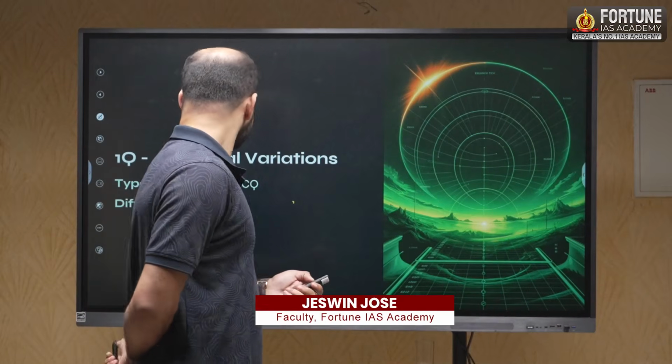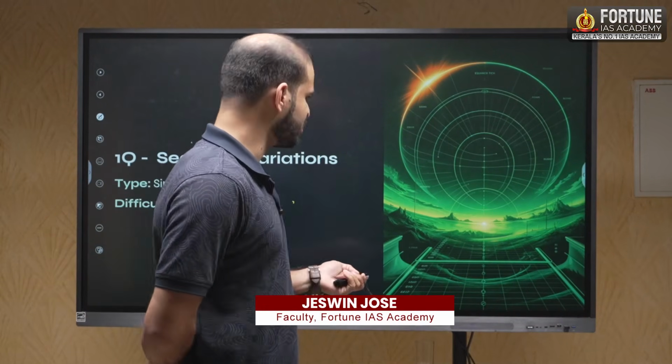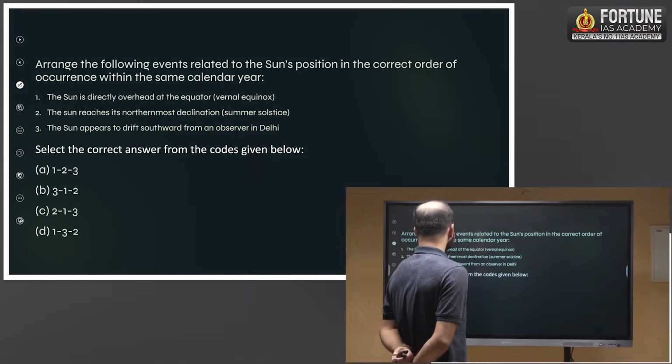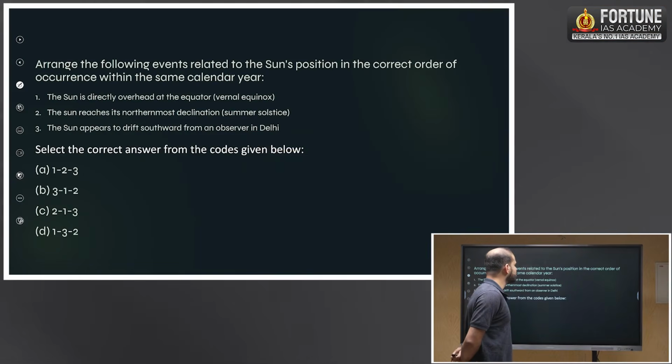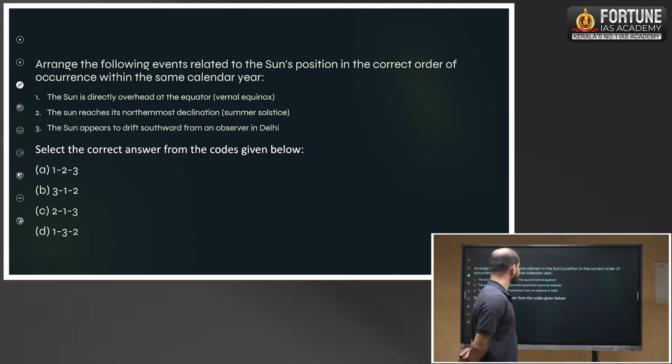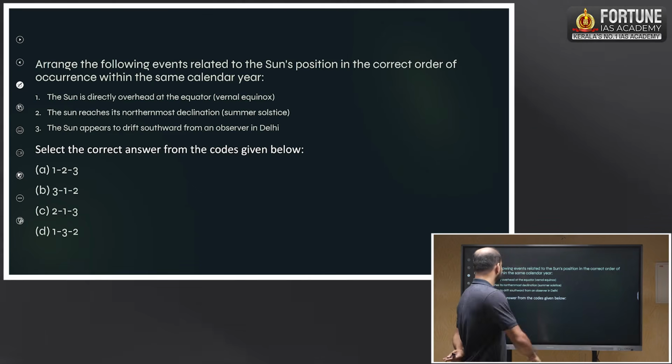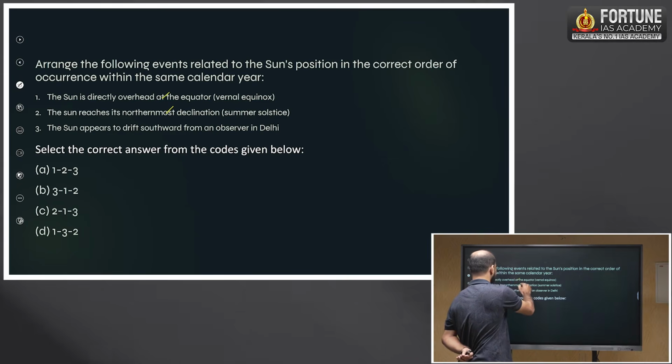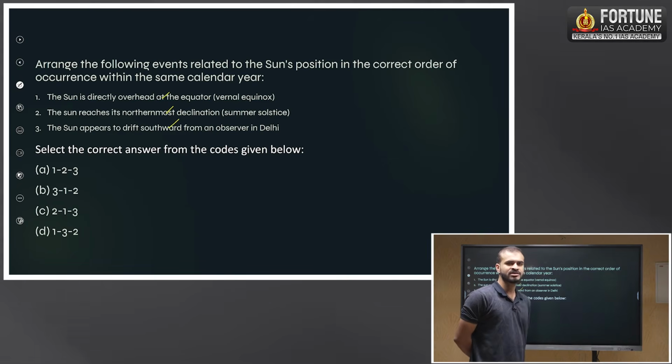So the first question is about seasonal variations. Arrange the following events related to the sun's position in the correct order of occurrence within the same calendar year. So we'll have to discuss these events, the chronological order of these events in the same calendar year.